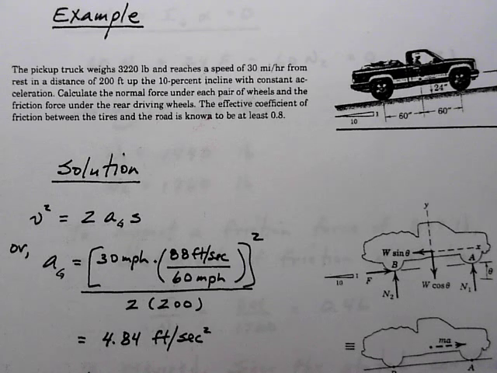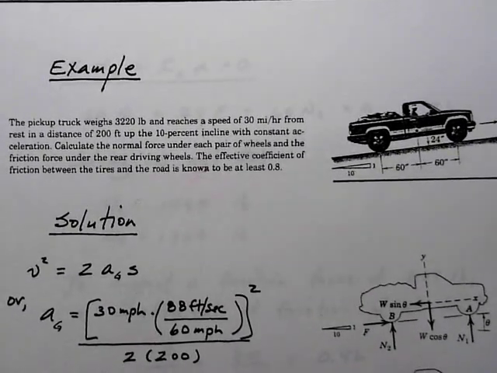So we have, as the problem says, a pickup truck, and I keep grabbing the mouse to point to things, but you can't see that, so I'm going to point with my pen. The pickup truck weighs 3220 pounds, reaches a speed of 30 miles per hour from rest in a distance of 200 feet up a 10% incline with constant acceleration. Calculate the normal force under each pair of wheels and the friction force under the rear driving wheels. The effective coefficient of friction between the tires and the road is known to be at least 0.8.